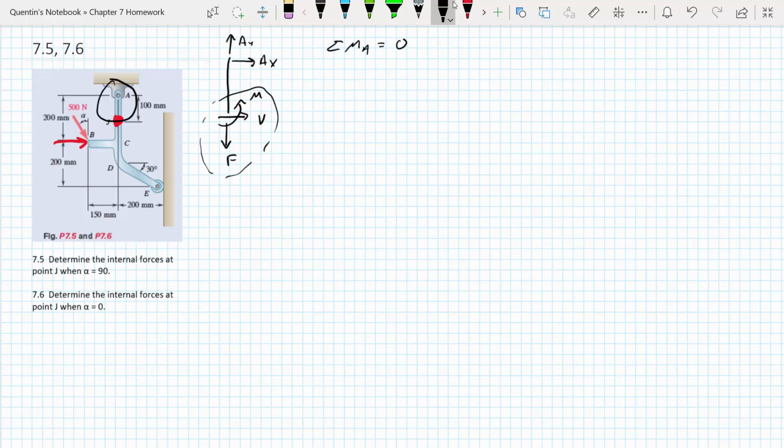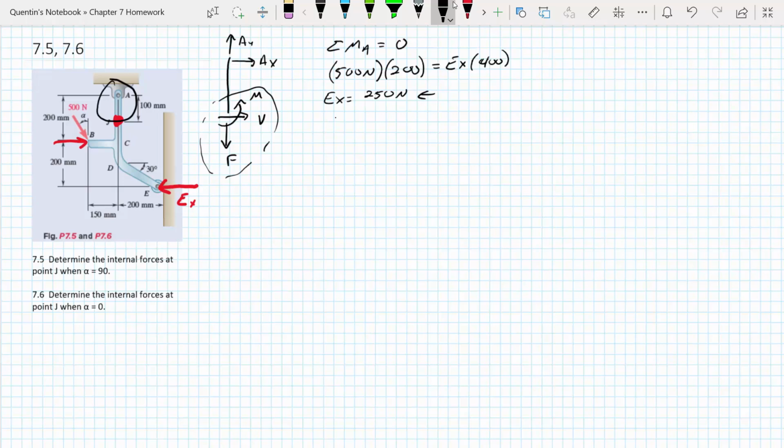So what are we going to have? We're going to have our 500 newtons times 200. And then we're going to have a force here, called EX, and that's going to be in the opposite direction. So that's EX times 400. So it looks like it's going to be half of it. So EX is equal to 250 newtons in that direction.